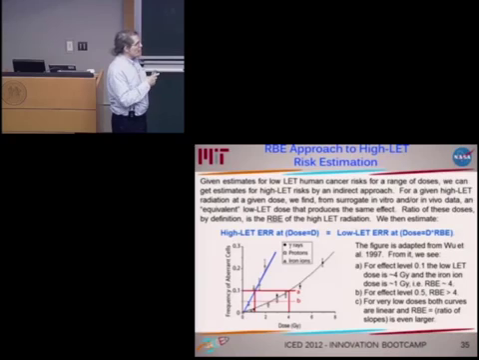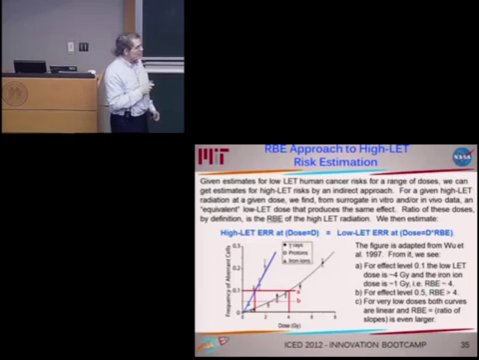Then we also have low LET cancer data, imagine. Then we can, by using these surrogates and the RBEs, make some inferences as to the cancer risk for the high LET given the low LET. So it's by sort of an indirect approach here.